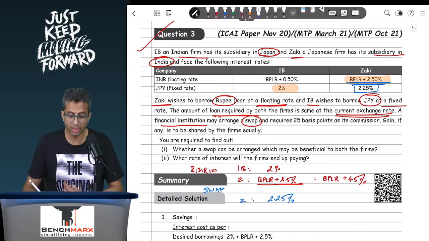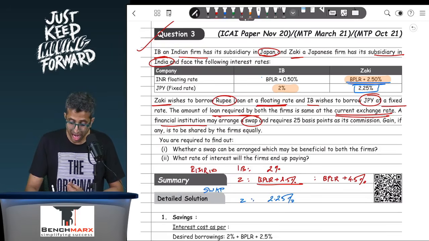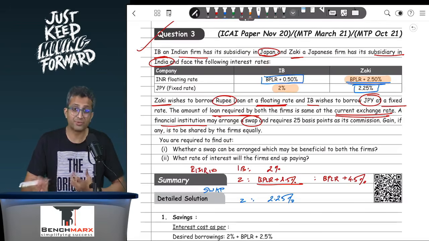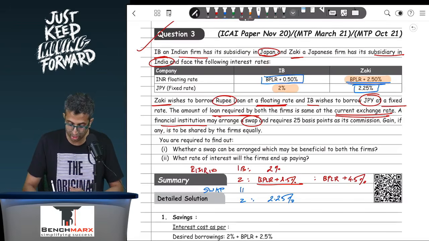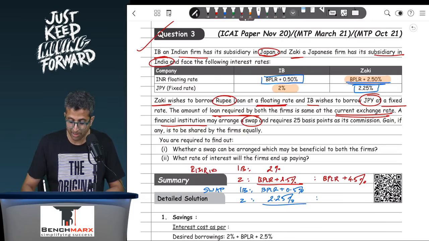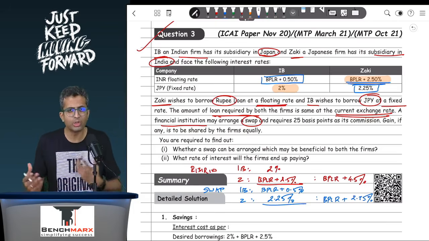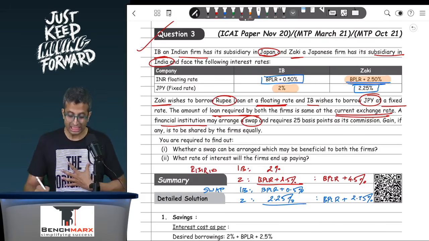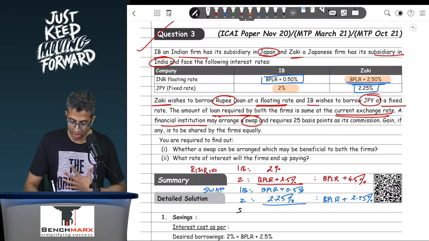On the other side, IB wants to borrow fixed, but it will stick with floating. So this is BPLR plus 0.5%. Now in such a case, if I total up, my combined cost of borrowing is BPLR plus 2.75%, which means if the amount needed by both the parties is the same, is there a savings that we are talking about? Well, the answer is yes.